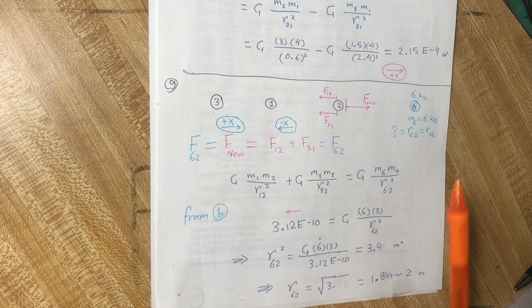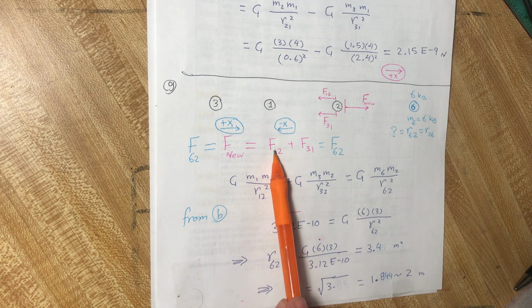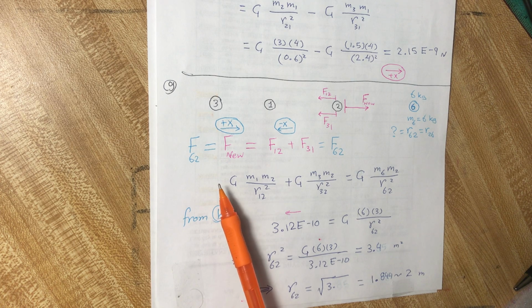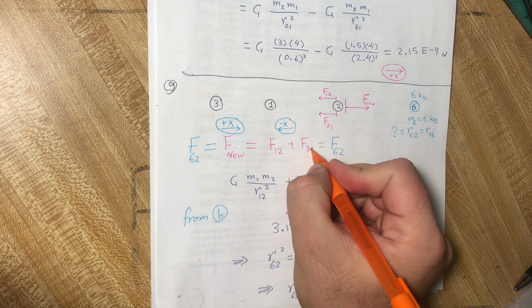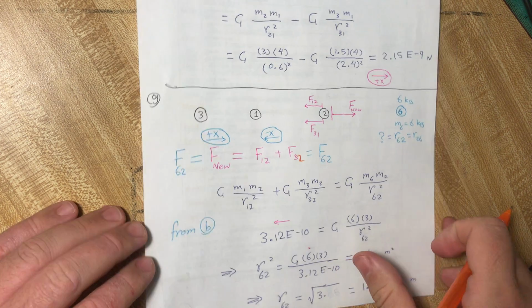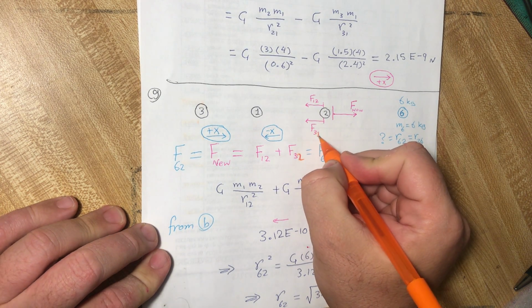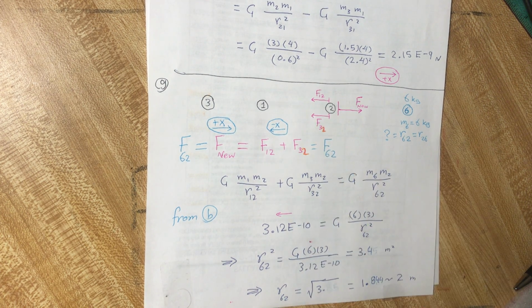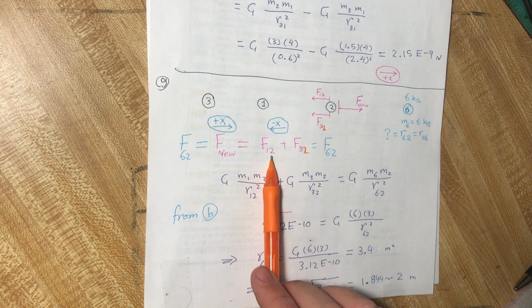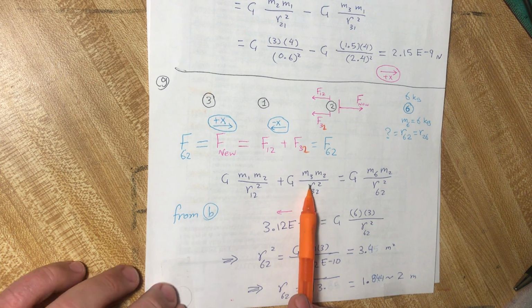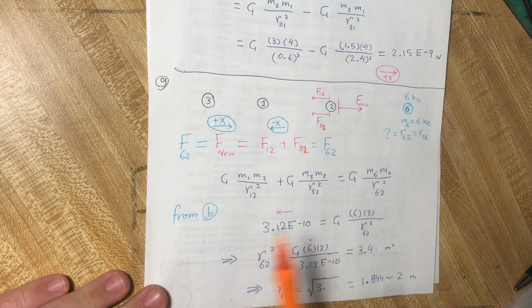F62 is equal to F12 plus F32. I'm sorry, 3 on 2. And this one also is 3, 2. I'll change it. Okay, on 2. Now, F12, F32, these are the formulas. It is easy.